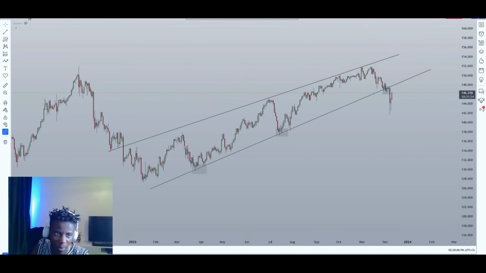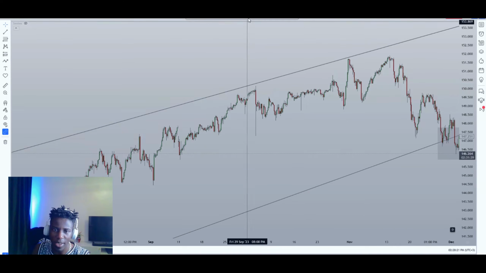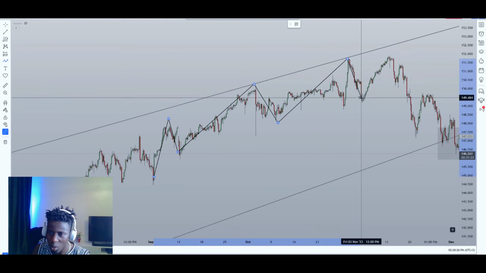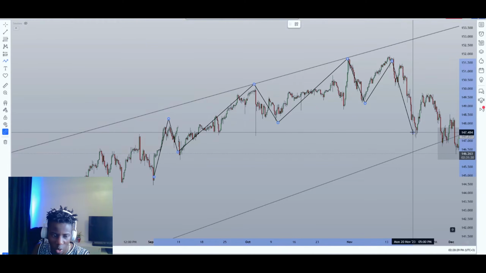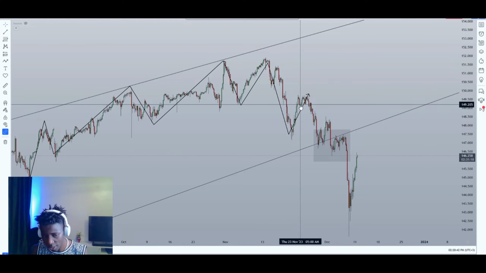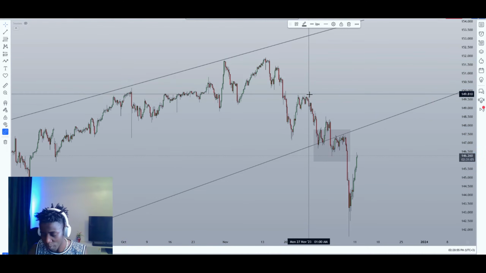Now let's go to the 4H. What's happening? You will see in the 4H we were just making a series of higher highs and higher lows, higher highs and higher lows, and now the market changed into a downtrend. So you will find someone getting confused whether we are in an uptrend or in a downtrend. The weekly is in an uptrend, the monthly is in an uptrend, and the daily too, but on the lower time frame we are in a downtrend. So this is how you approach the market, guys.